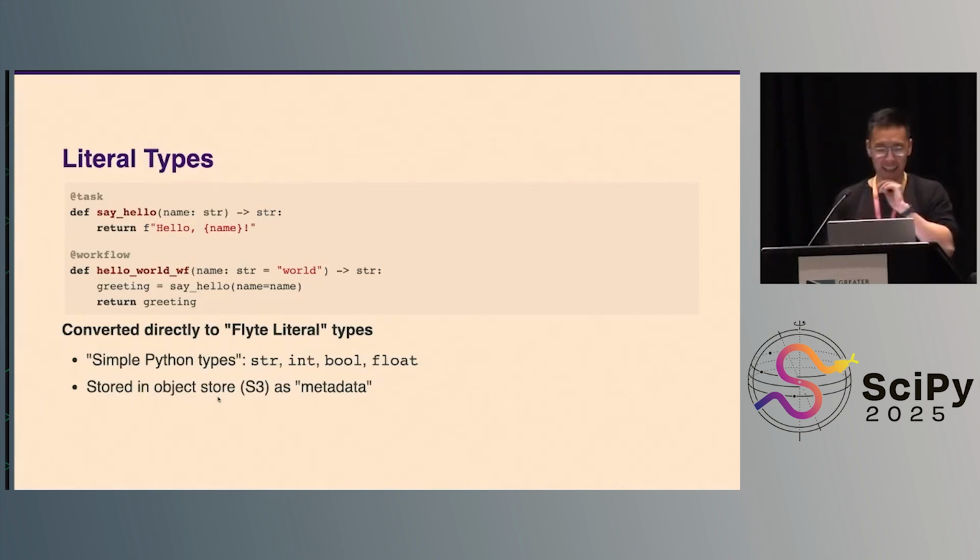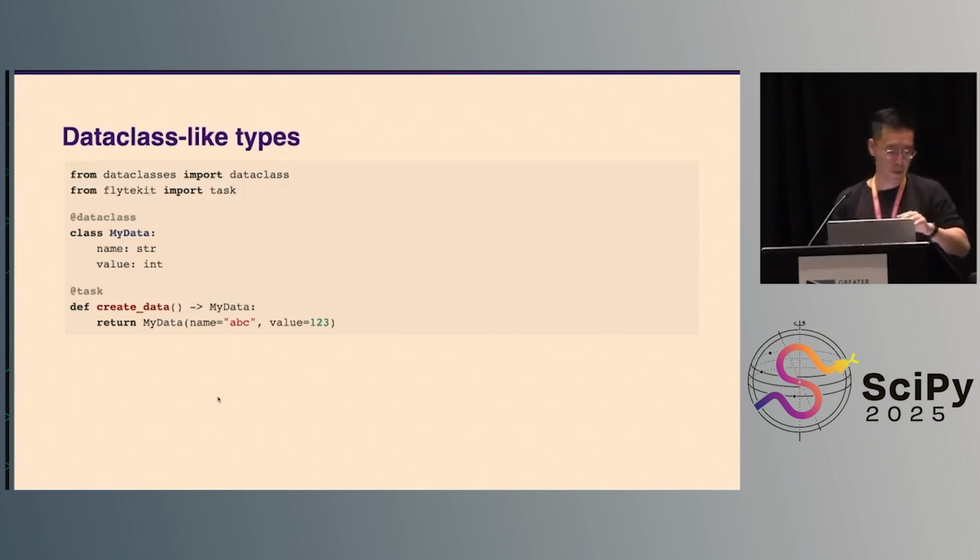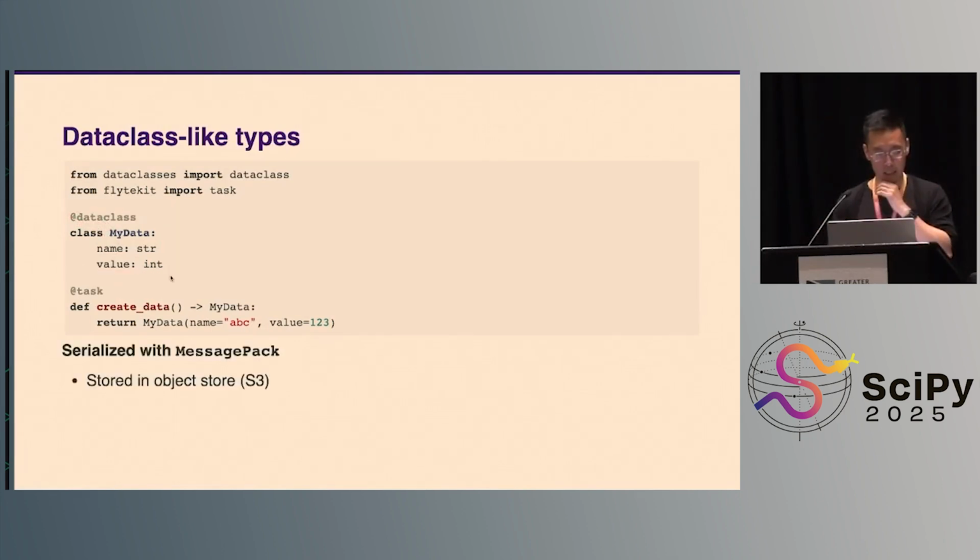Right. Now, many people in Python like data classes. So you can have a data class containing these simple types and then use them throughout. These are serialized as MessagePack, and also stored into object store.